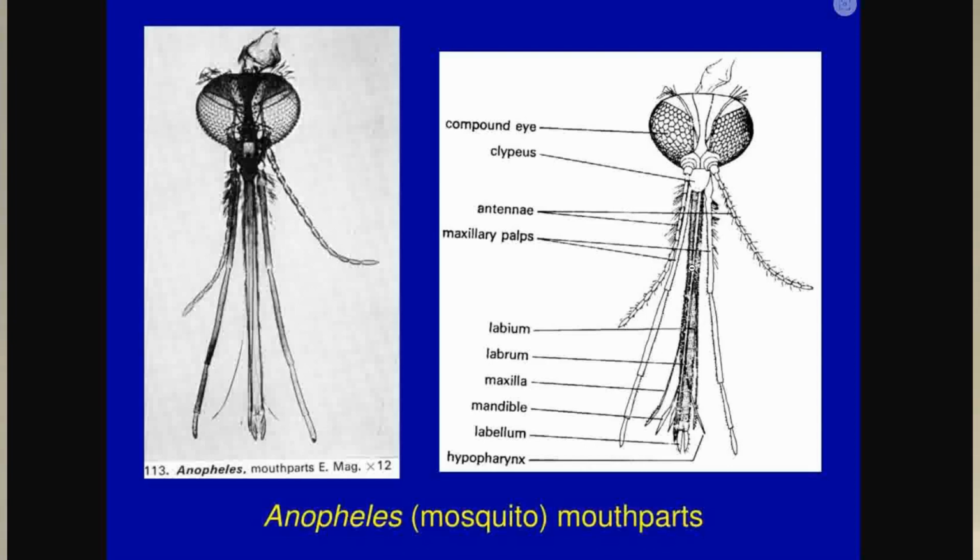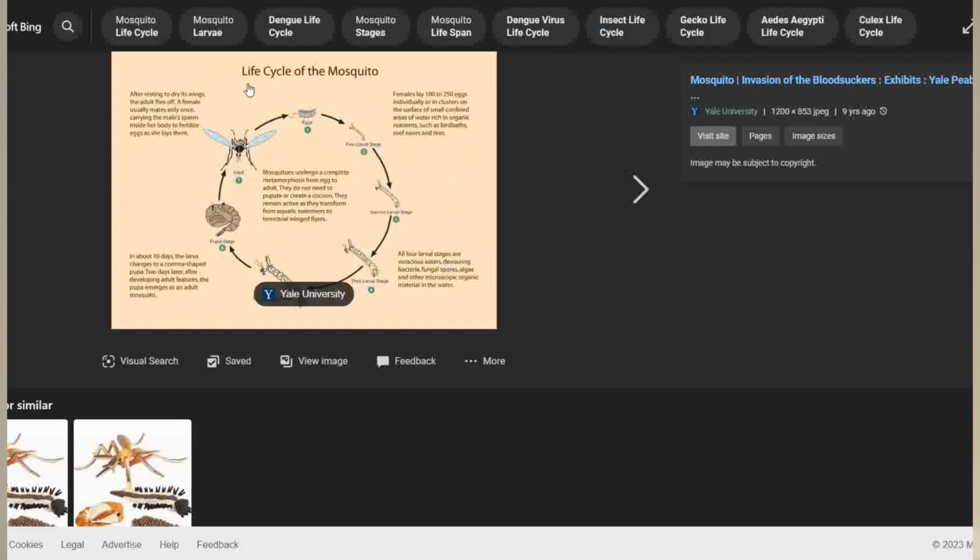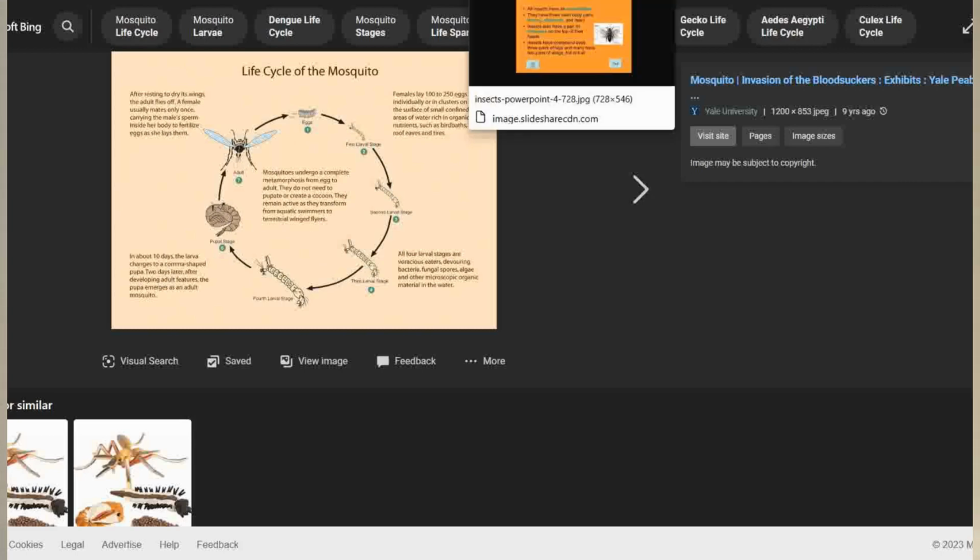Now, within this entire structure here, which is the labium, you have the proboscis, which is used for piercing and sucking. Now, again, if you look at the life cycle of the mosquito, it undergoes complete metamorphosis. So you have the eggs, and it goes into the larva, and you have the pupa, and then the adult.